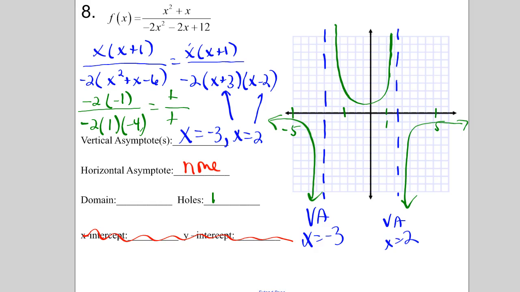So we can say holes are none because we didn't cancel. And our domain is all real numbers except x cannot equal -3 or +2. Okay? So I know that's a lot going on there. There's a lot to do in this sign checking spot.